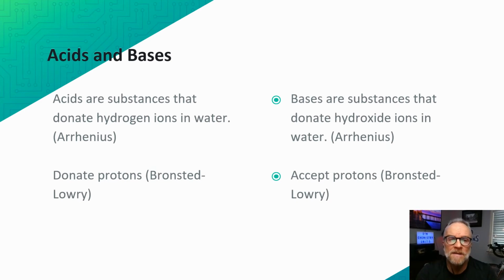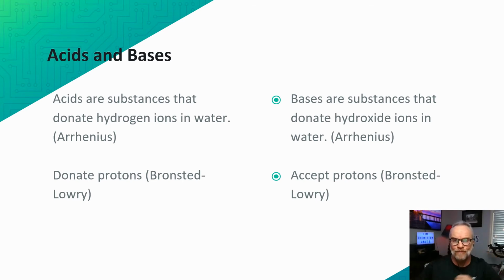Acids and bases. Okay, so we'll kind of conclude our discussion here of nomenclature and whatnot with a discussion of acids and bases. And acids are substances that donate hydrogen ions in water. And this is what we call an Arrhenius definition of an acid.